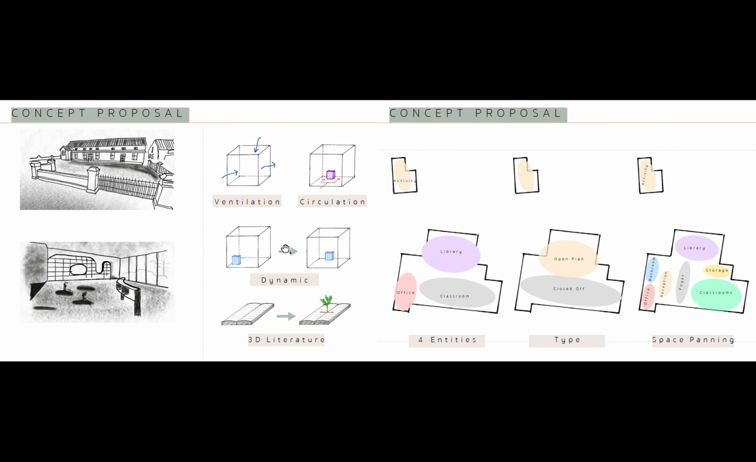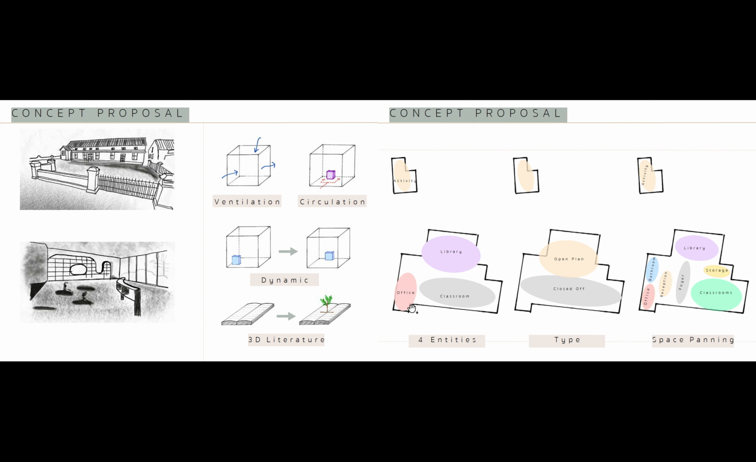And then the next one's obviously dynamic, because I want the interior spaces that are open plan to be quite dynamic. And then the other thing is 3D literature. So that's why there'll be VR rooms and stuff like that, where children can understand what they're reading in a three-dimensional way, more easily.